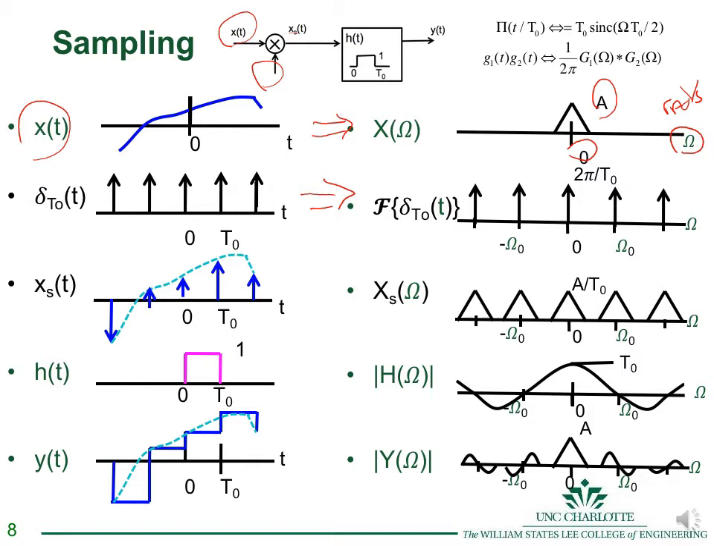Its Fourier transform is an impulse train in frequency. The weights of all these delta functions are 2 pi over t0, and they occur at multiples of the sampling frequency. So 2 omega 0, omega 0, minus omega 0, and so forth. Well, these two functions up top are multiplied together in time. So in the frequency domain, that multiplication becomes a convolution.